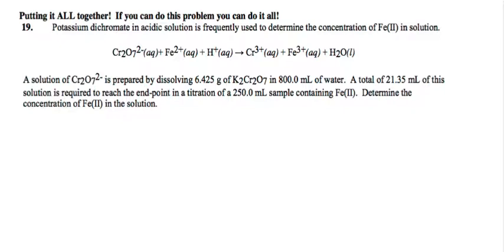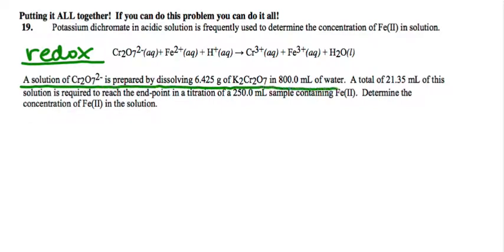So looking at this, I'll kind of break it down. There's a reaction here. This is a redox reaction, because we have things changing oxidation states. So that's how you know you have a redox reaction. There's multiple parts to this. They're giving us a solution that we have to prepare. Then they're taking that solution and doing a titration with it to find the concentration of something else, which would be the goal: to find the concentration of Fe+2.